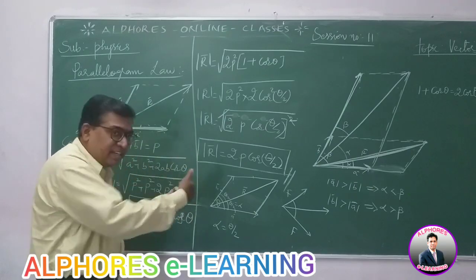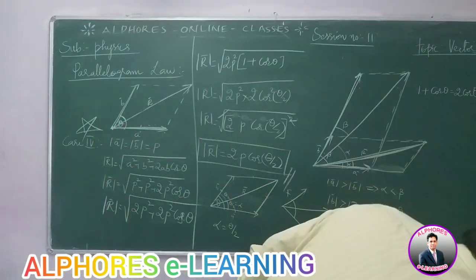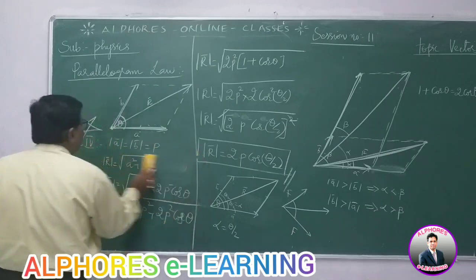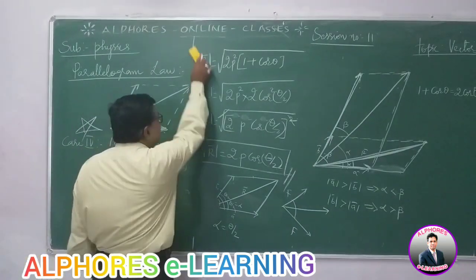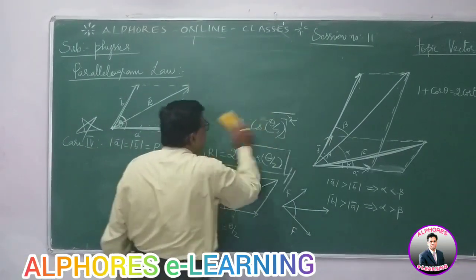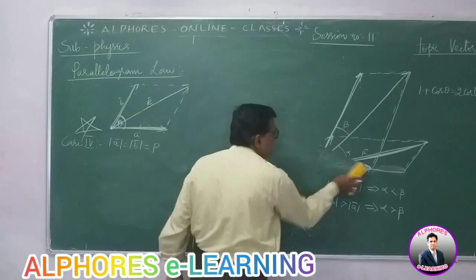Again, let us have simpler cases in this one. If the two vectors are of the same magnitude, and if I take different angles, what would be the resultant?